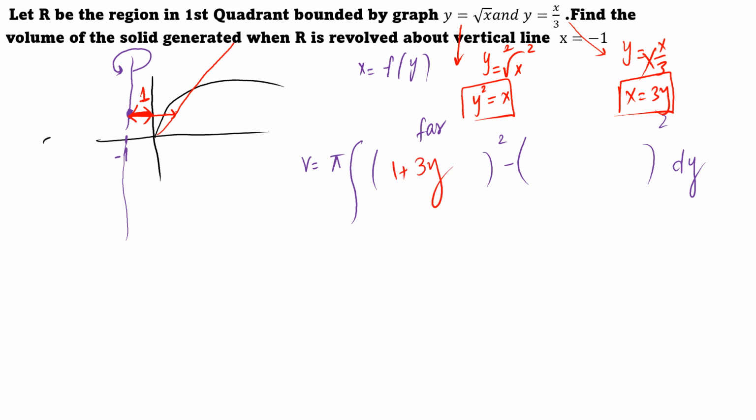And now similarly, the distance from here till here is 1, and all the way to this curve, the equation of the curve is y squared. So it would be 1 plus y squared. Write it in the calculator and get the answer.